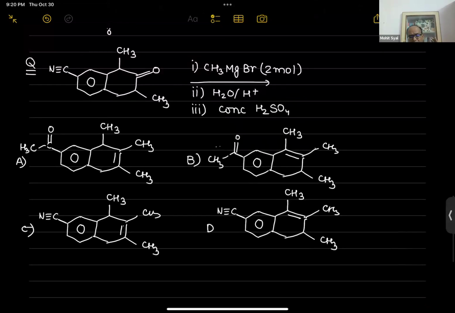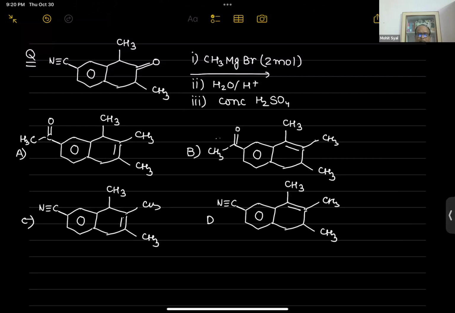Add CH3MgBr where it can be added. This is the nucleophilic addition of aldehydes and ketones, so just check where it can be added. It can be added on polar double bonds. This carbon is delta plus, and this carbon is also delta plus. Why? Because this is connected to nitrogen and this is connected to oxygen.